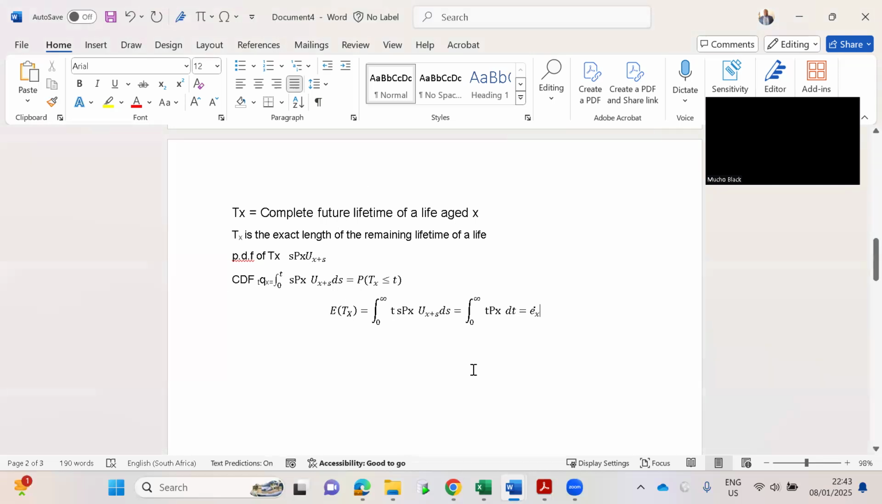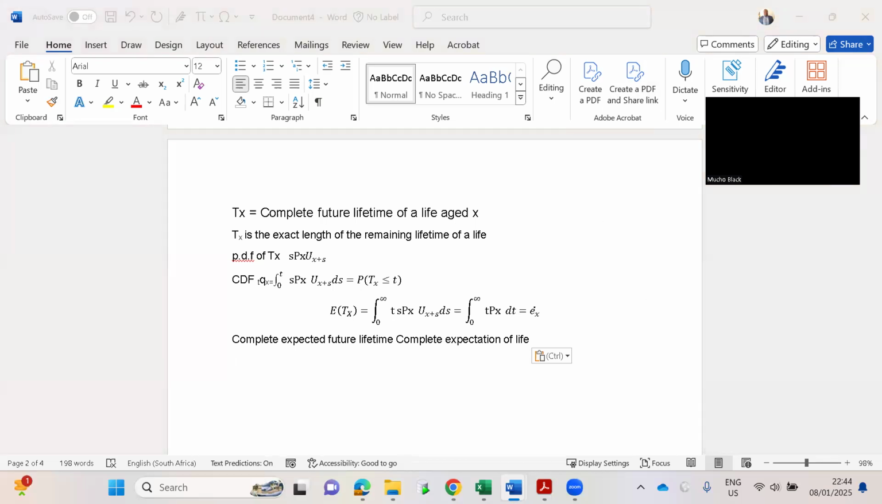That function is called the complete expected future lifetime, or the complete expectation of life. The keywords are complete and expectation. But the important part is that when using a continuous function, we just have that e with the 0 at the top.